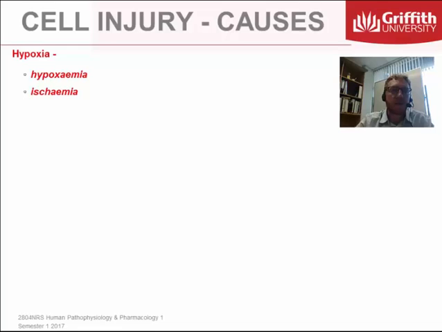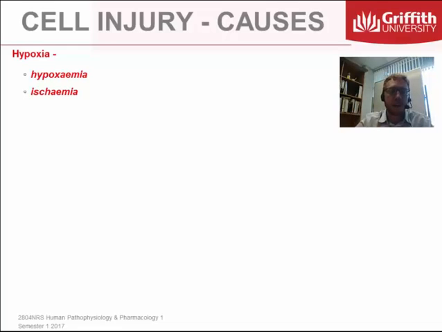Hypoxemia, firstly, is just the low levels of oxygen in the blood, so it's specific to the blood. This could be caused by a respiratory problem, such as COPD. It could be caused by a problem with oxygen binding to its hemoglobin, such as anemias, or it could be a problem with transport or movement, such as heart problems.